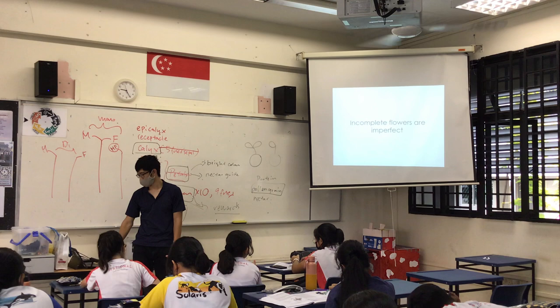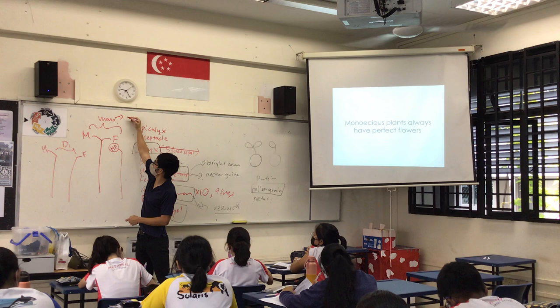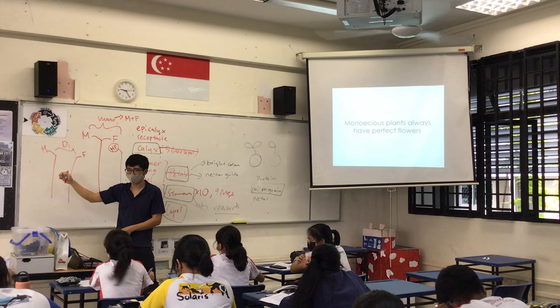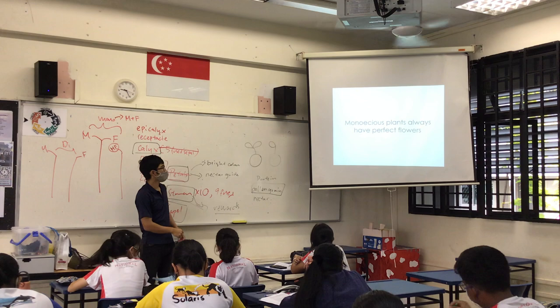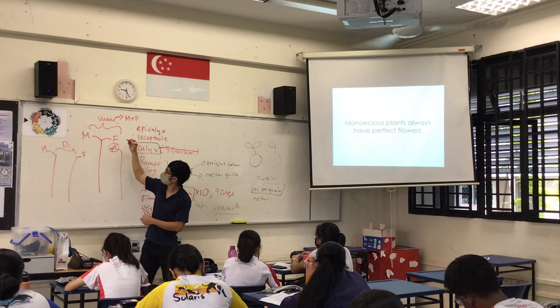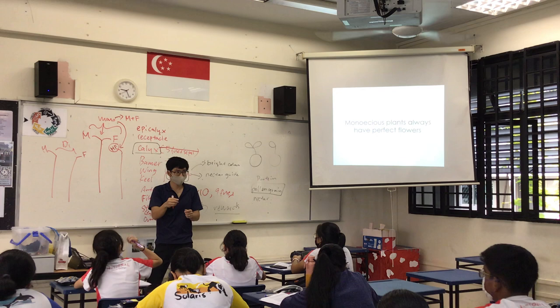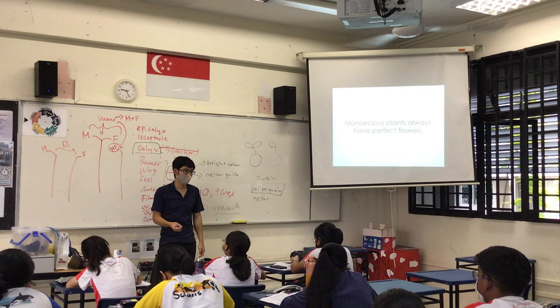Next one. Monoecious plants always have perfect flowers. Monoecious plant means this plant contains both male and female parts. Dioecious plant, one plant will contain only males, the other plant will contain only females. So monoecious plants can have perfect flowers. They can also have imperfect flowers. Same plant, but the plant contains on one stem a male flower, another stem a female flower. This is also monoecious.